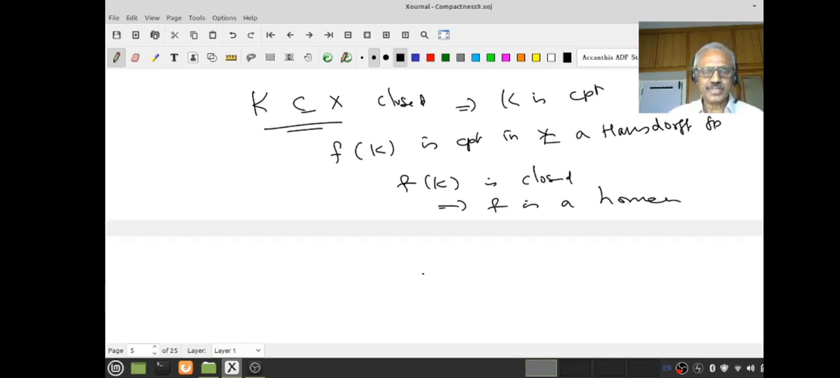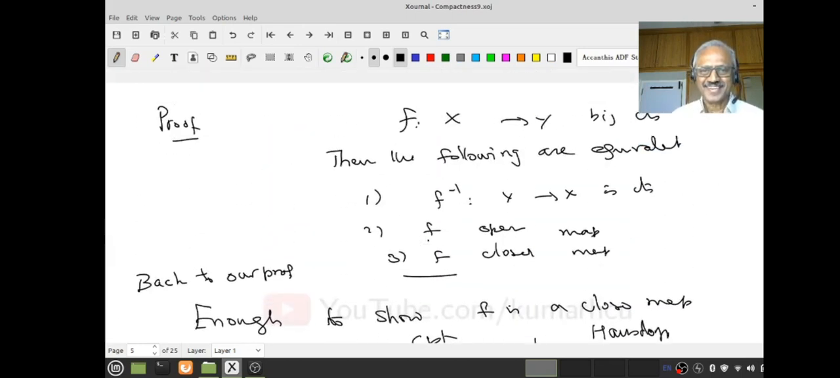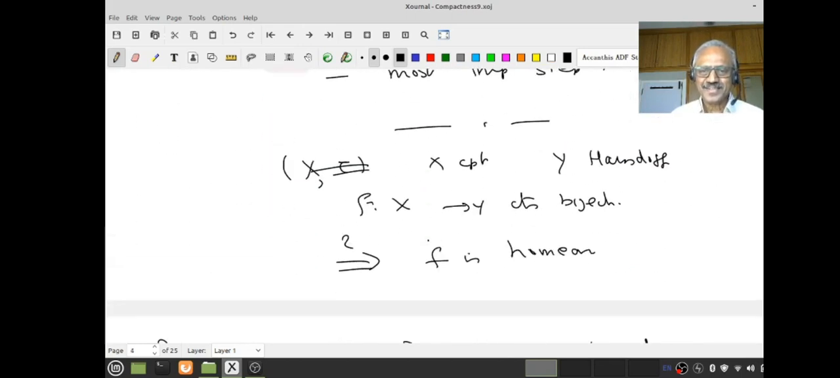So now do you see that? If you didn't want to learn any of those things I said earlier, this proof is very simple. Right? What is the theorem? F is a continuous bijection from X to Y. X is compact and Y is Hausdorff. Then what do I want to show? F is a homeomorphism. Therefore, what do I know about Y as a corollary?